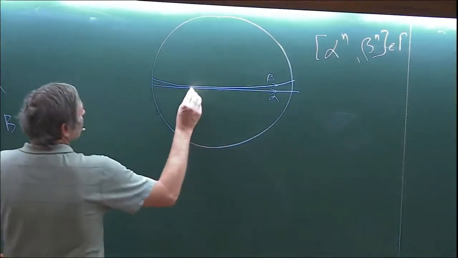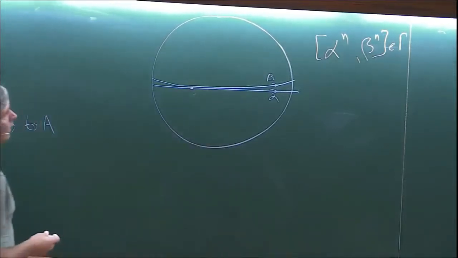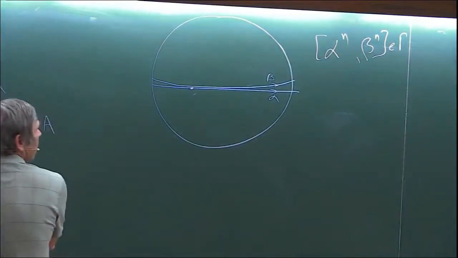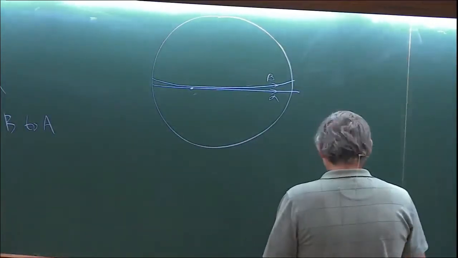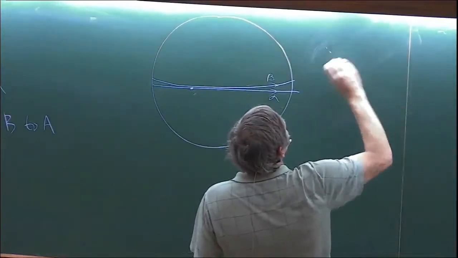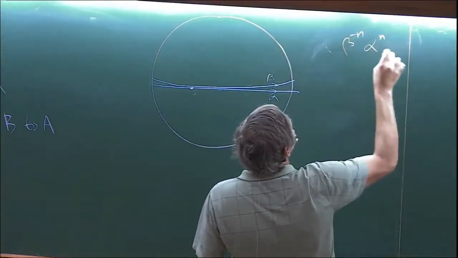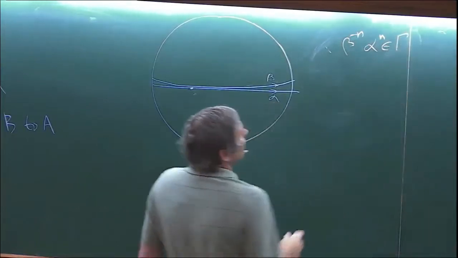So if I give myself a base point somewhere, say, I can even make it simpler. Instead of the commutator, I can just look at, say, alpha to the n, beta to the minus n. Look at these elements, right?